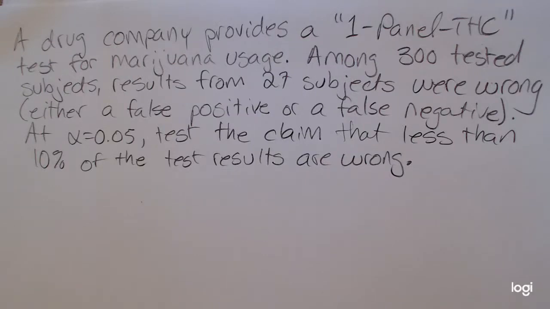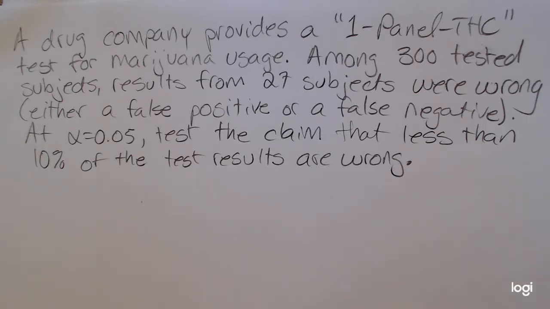This video is a hypothesis test for population proportion using the p-value method. A drug company provides a one-panel THC test for marijuana usage. Among 300 tested subjects, results from 27 subjects were wrong, either a false positive or a false negative. At alpha equal 0.05, test the claim that less than 10% of the test results are wrong.